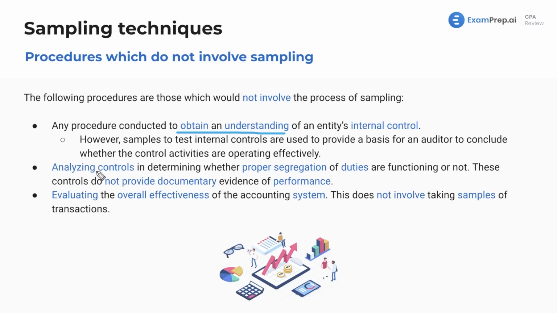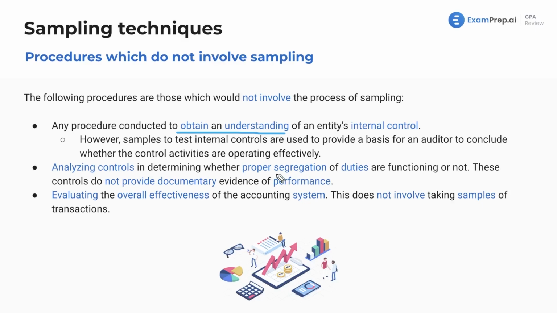We are not going to use sampling when we're analyzing controls in determining whether proper segregation of duties are functioning or not. These controls do not provide documentary evidence of performance. So when we are going through the process, we want to document the whole process of the segregation of duties. We're not going to just take samples there. So when you're testing the specific controls, you may sample and say, okay, as a large company, I'm going to test maybe just cash process 1 and cash process 3. But when we're trying to determine if segregation duties are functioning or not, we are not going to use that sampling process.